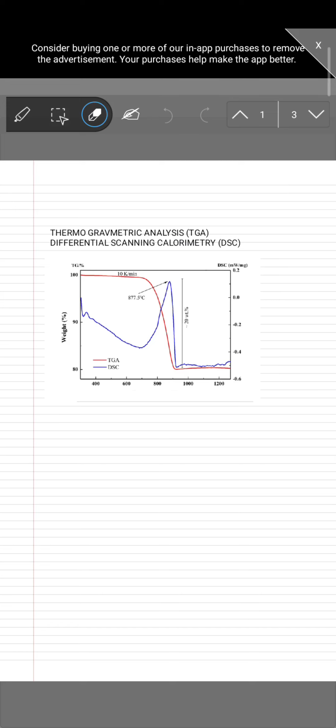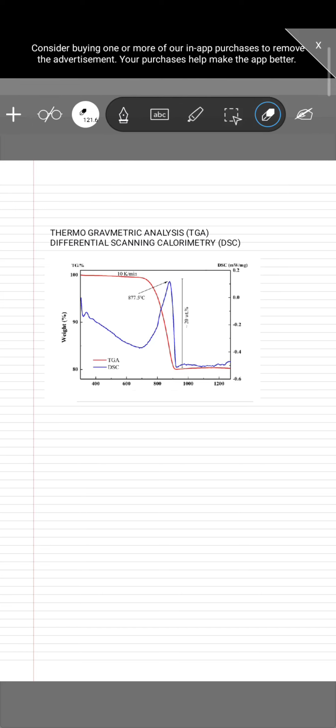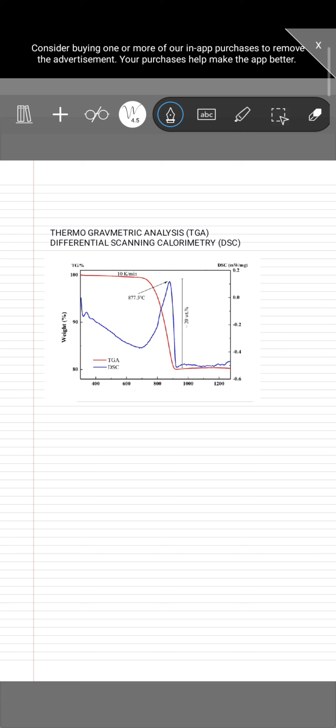Hello students, so today we will discuss thermogravimetric analysis (TGA) and differential scanning calorimetry (DSC). Now these tests are done mainly to find out the thermal properties of a material, especially they are used for polymers.